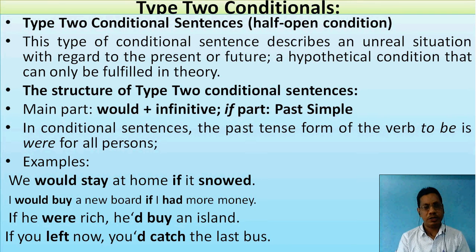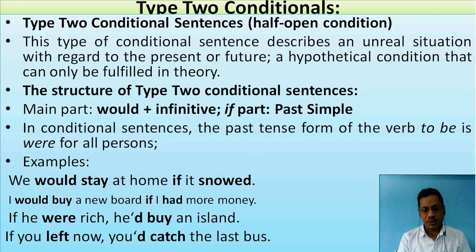Let us go into detail about the type 2 conditionals. It's also called a half open conditional. This type of conditional sentence describes an unreal situation with regard to the present or future. Basically a hypothetical condition that can only be fulfilled in the theoretical order. The structure is like the main part would plus infinitive, and the if part will be the simple past.